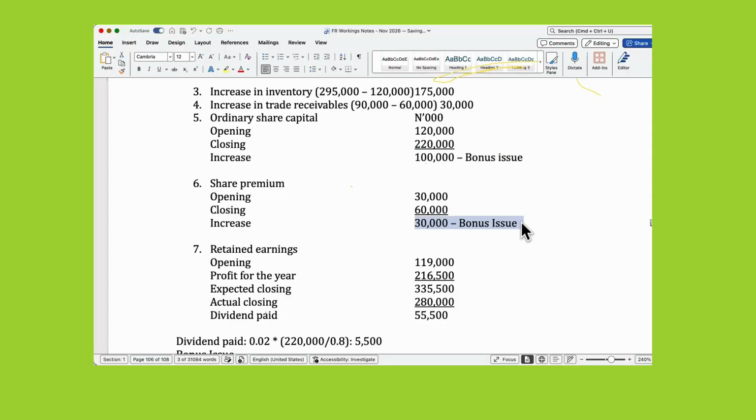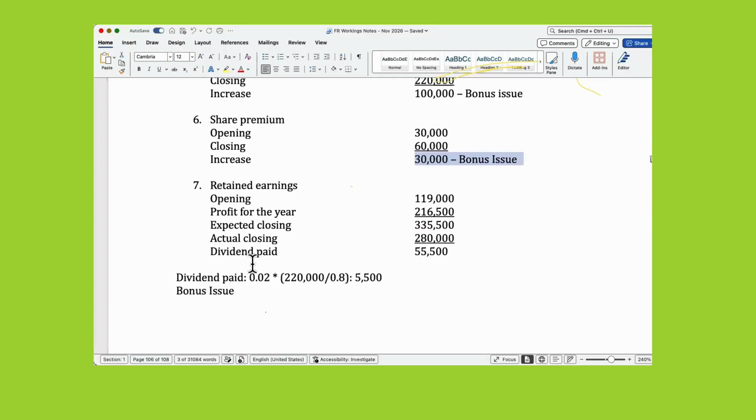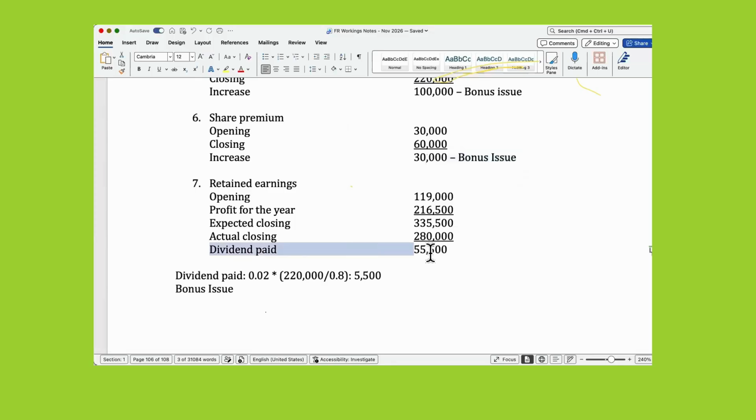I was moving sequentially. So when I got to retained earnings, I know it's going to expose everything. I got my balance as this. I know that a bonus issue is like you debit retained earnings, you credit your share capital. That's how a bonus issue works. So in this case, the total amount they took out from retained earnings is 55,500, but the dividend that was actually paid in cash, that will go to the statement of cash flows, is 5,500 out of this 55,500.